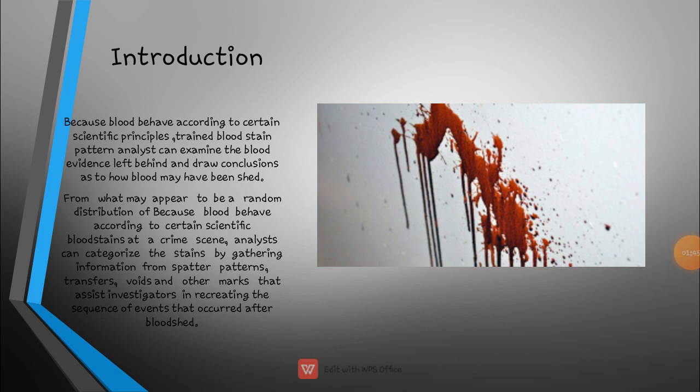Introduction. Because blood behaves according to certain scientific principles, trained blood stain pattern analysts can examine the blood evidence left behind and draw conclusions as to how blood may be shed from what may appear to be a random distribution of blood stains at a crime scene. Analysts can categorize the stains by gathering information from spatter patterns, transfer, voids, and mark data to assist in recreating the sequence of events that occur after the bloodshed, and we will discuss this one by one.